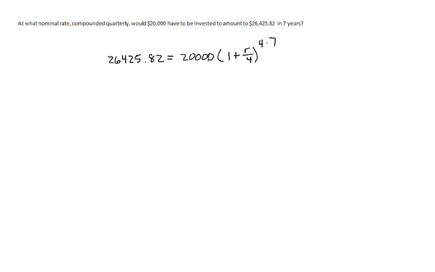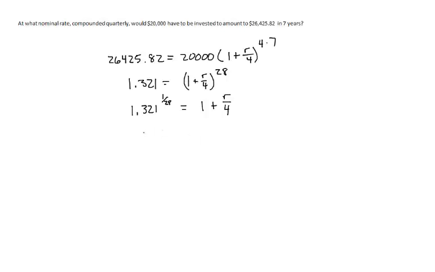So we're going to divide both sides by 20,000, and we get 1.321 is equal to 1 plus R over 4 raised to the 28. And now I'm going to raise both sides to 1 over 28. So I have 1.321 to the 1 over 28 is equal to 1 plus R over 4.